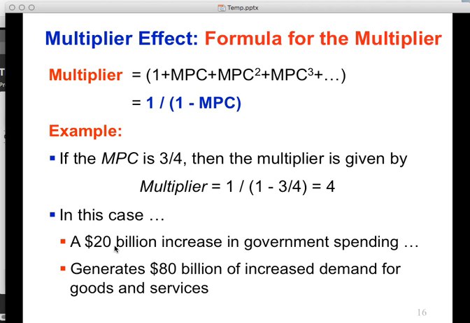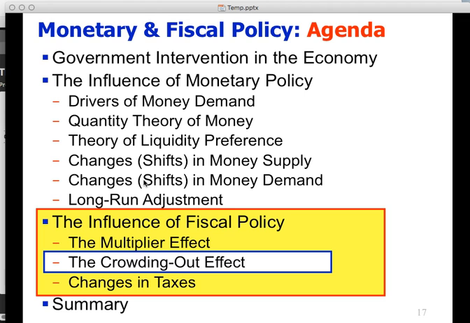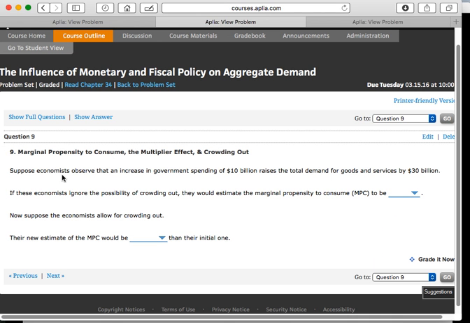So a $20 billion increase in government spending becomes an $80 billion increase in aggregate demand when the MPC is 3/4. Now, the other effect, of course, is the crowding out effect, but before we get to that, let's answer this question in part.